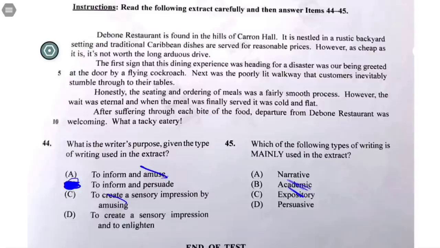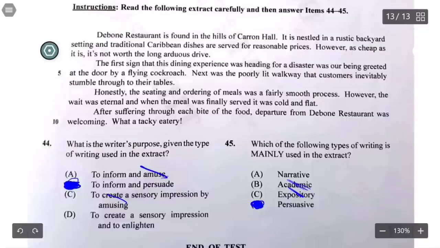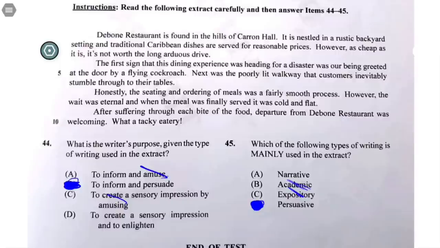Alright, let's read this again. So, D-Bone Restaurant is found in the hills of Caron Hall. It is nestled in a rustic backyard setting, and traditional Caribbean dishes are served for reasonable prices. However, as cheap as it is, it's not worth the arduous drive. Alright, I'm going for persuasive, to be honest. The first sign, like, they're trying to tell you that, hey, this place, it ain't worth it, brother. The eating experience was trash. Because the food was cold and flat. Oh my god. And after suffering through each bite, departure was welcoming. That's quite sad. What a tacky eatery. So, yeah, for 45, I say persuasive.